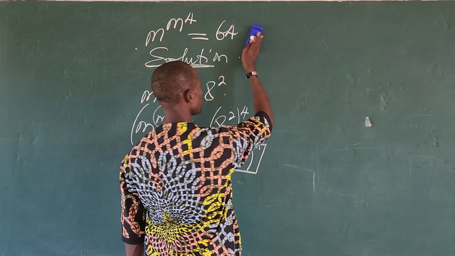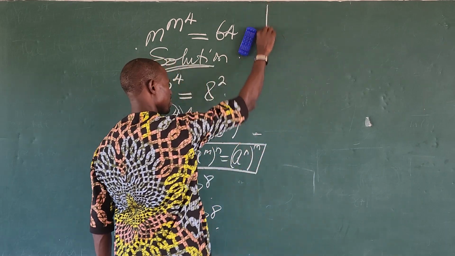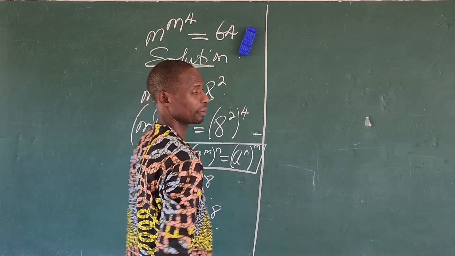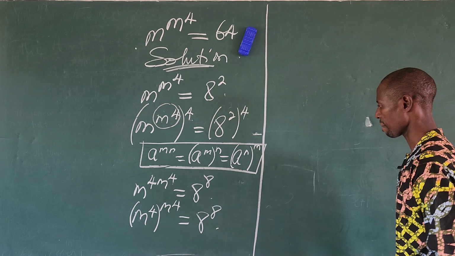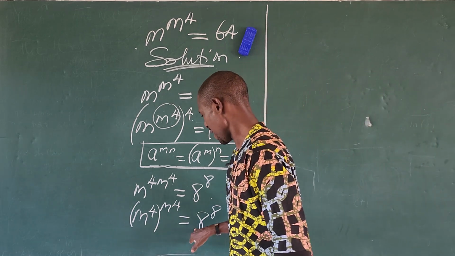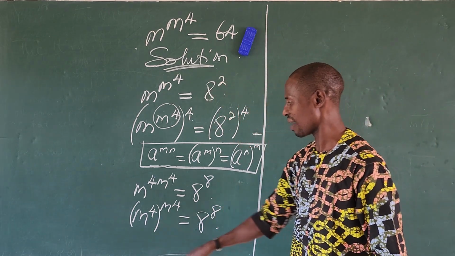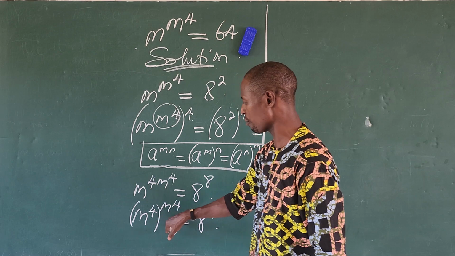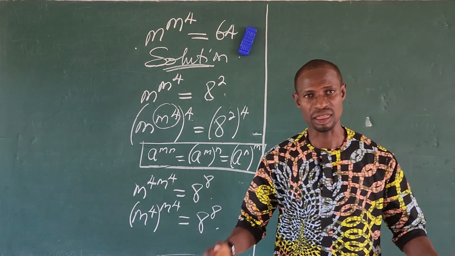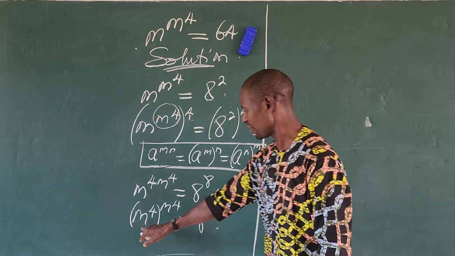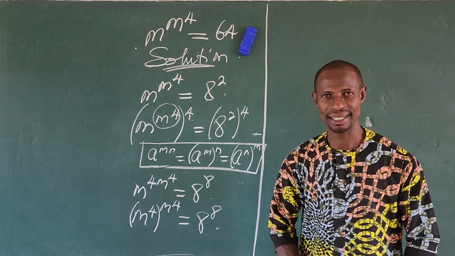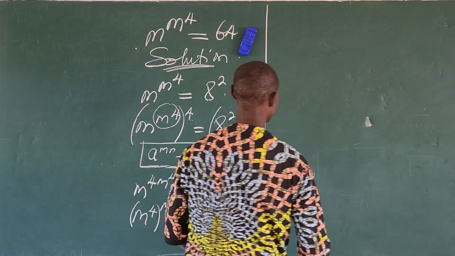Now we have an expression emerging from this part. So what does that imply? So long as we have a quantity to the power of itself, here m to the power of 4 all raised to the power of itself, it does mean that we are going to have m to the power of 4 equal to 8. Right? So let's continue on this side of the board.